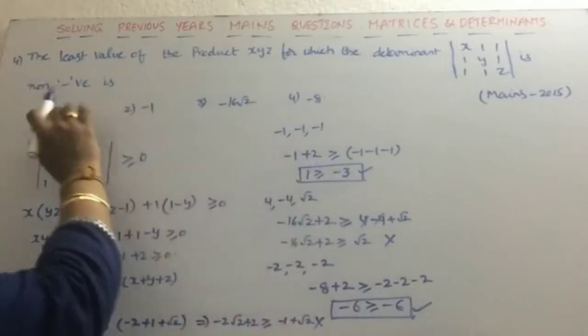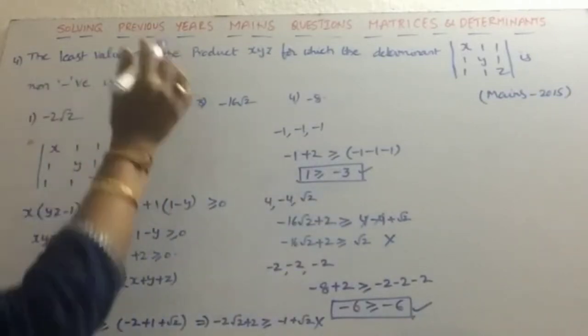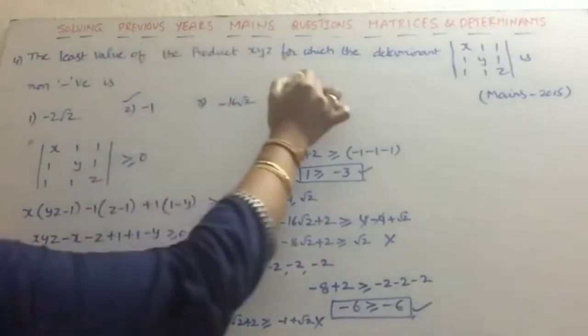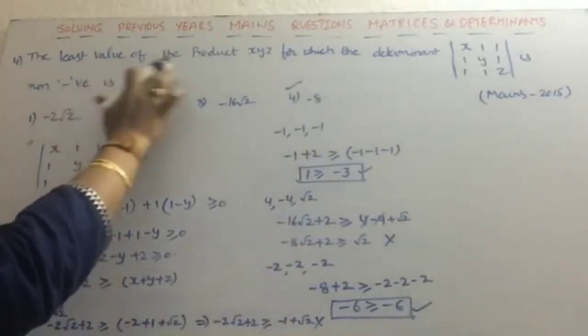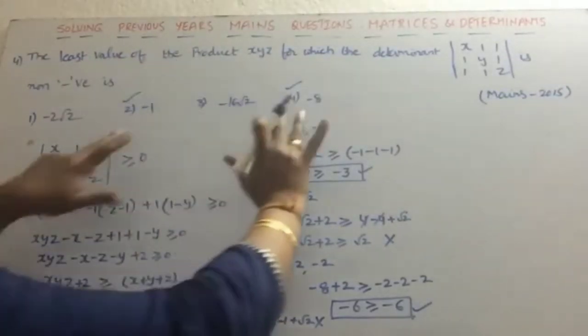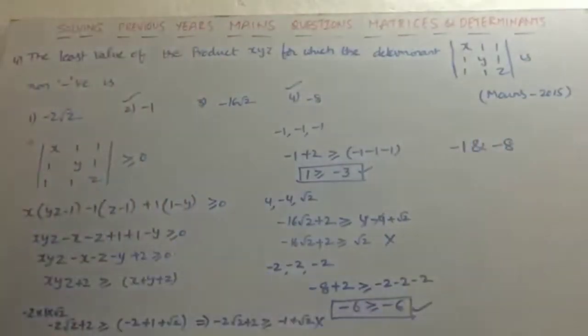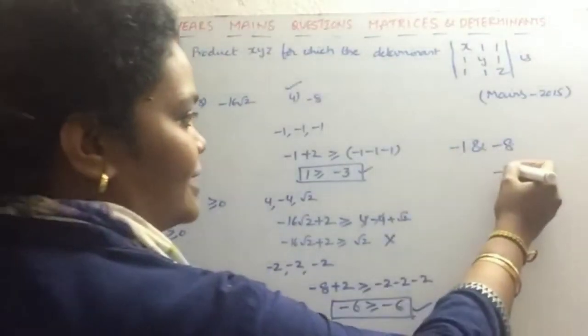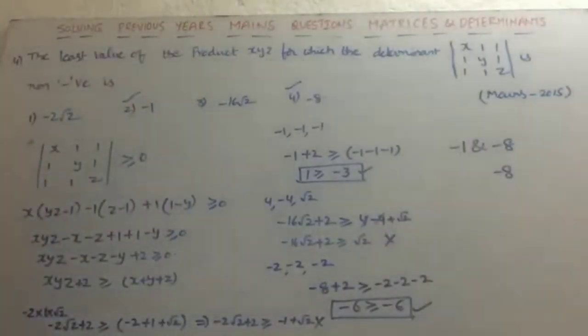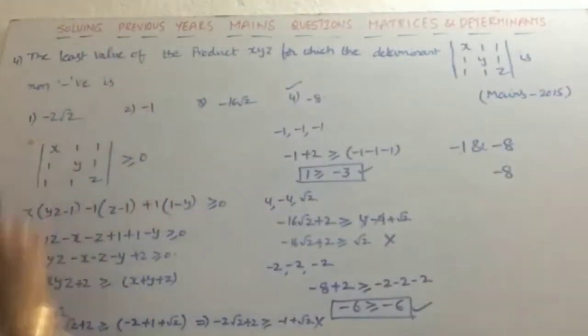This one is right and this one is also right, but they ask the least value. What is the least value of minus 1 and minus 8? The least value of minus 1 and minus 8 is minus 8. So the option is minus 8, not minus 1.